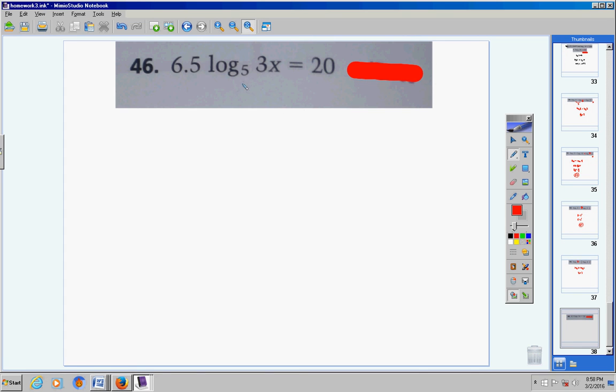So here's my log, here's my argument. I must get rid of this. So I'm gonna divide both sides by 6.5. So 20 divided by 6.5 is a pretty big fraction. So let's just keep it a fraction. So divide both sides by 6.5. Over here, the 6.5s cancel, you're left with logarithm base 5 of 3x equals 20 divided by 6.5, type that in your calculator, and hit math, enter, enter, and you'll get out 40 over 13.